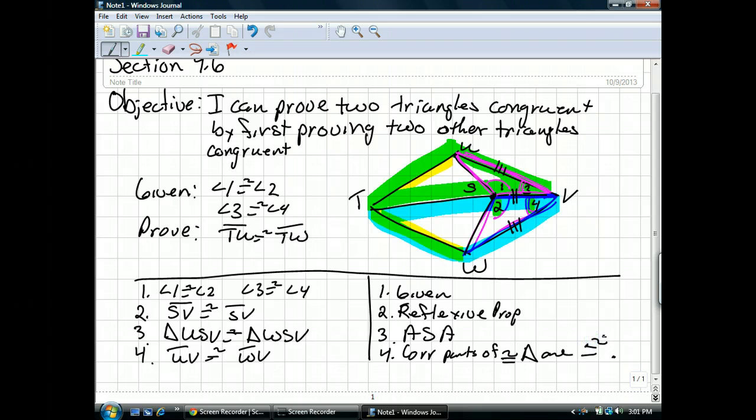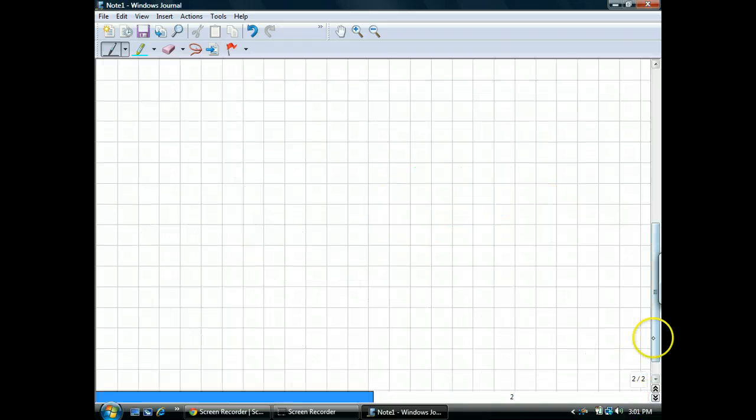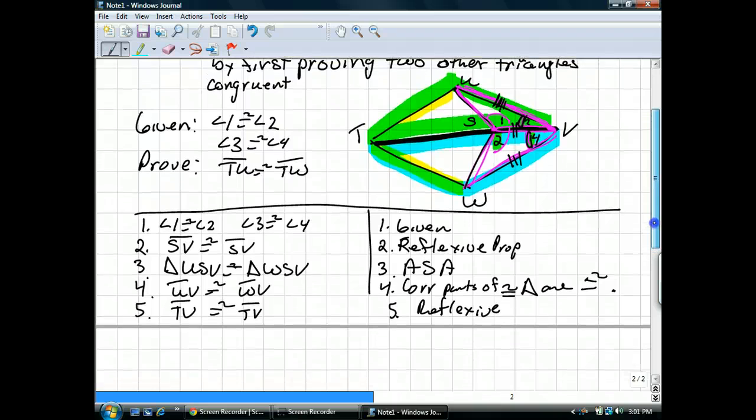Then I know angle 3 is congruent to angle 4. So I have a side and I have an angle. And then in the big triangle, the big triangles share this side. So by reflexive property, I can say segment TV is congruent to segment TV. And again, that was by reflexive. Okay, so now I have side, angle, side. So I can say the big triangles are congruent to each other.